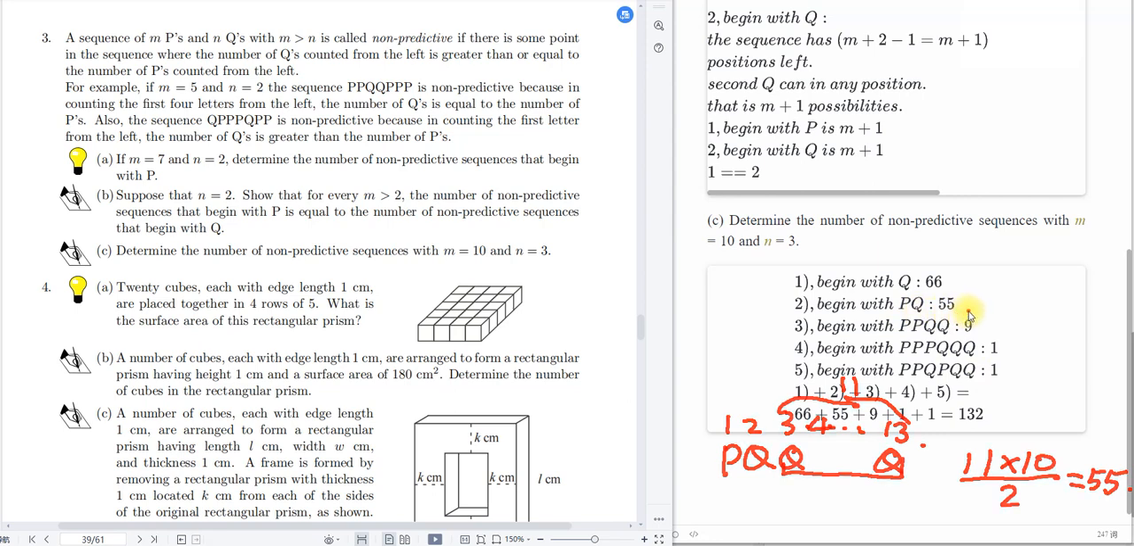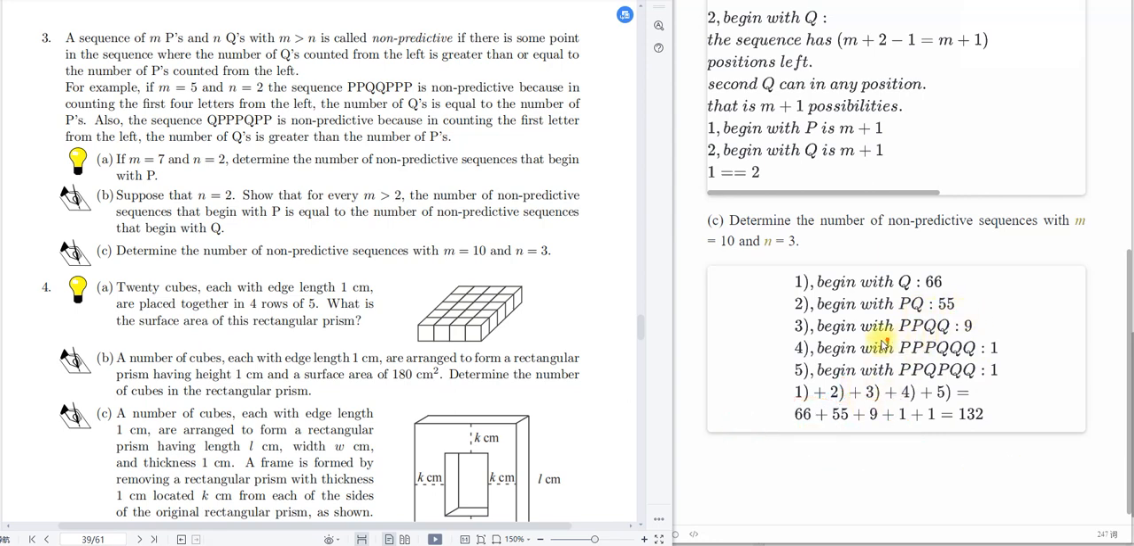There are 55 sequences. Okay, let's begin with PPQQ. This is 1, 2, 3, 4. So it's 13 in total, 13 minus 4 is 9 positions. There are 9 positions, and the Q can be in any of these positions. So there are 9 possibilities.